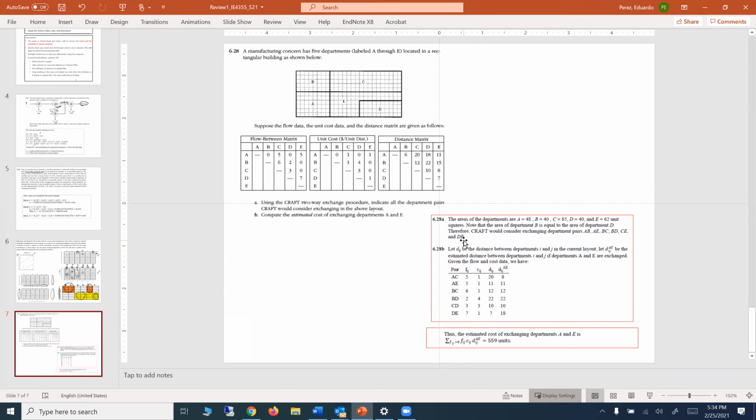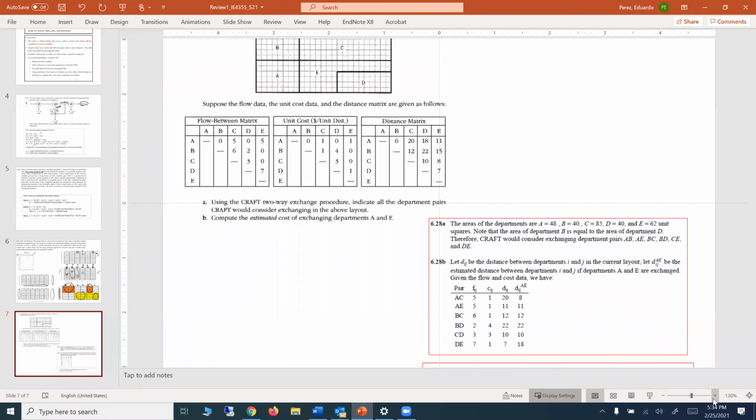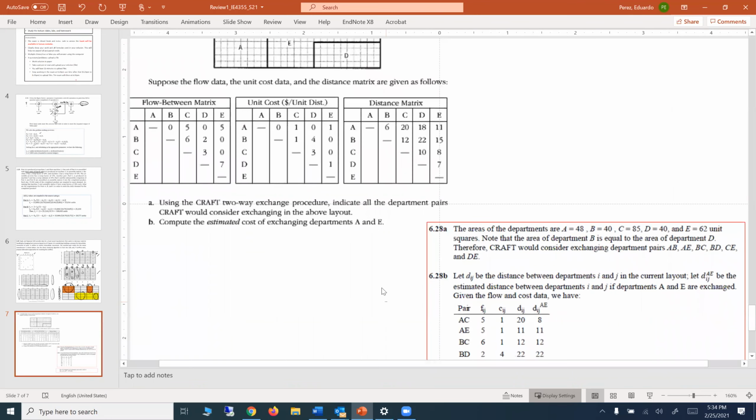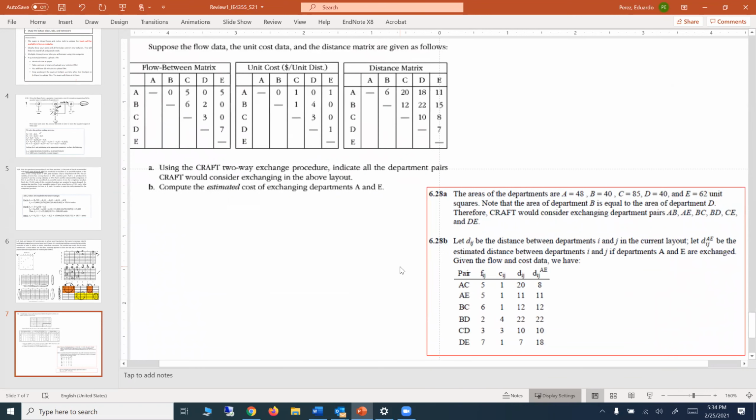The second question is asking you to compute the estimated cost of exchanging departments A and E. Okay, so if you look at this table that I generated here, I can increase the size of this. I want you to pay attention to these three columns right here. This is information that is coming from these tables. So what I'm looking at here is the information that I have available to compute the cost associated with the flow in this layout.